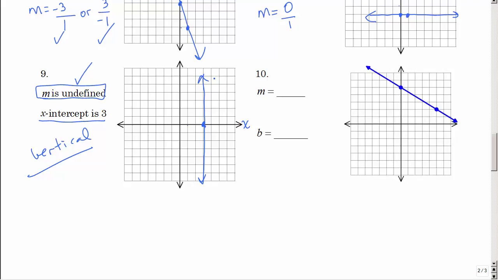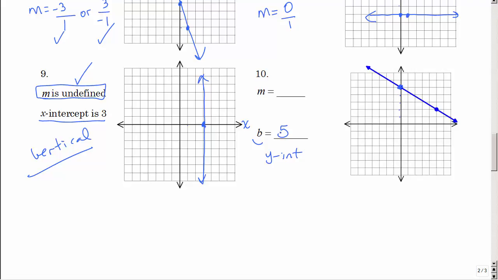You just have to know it. Now number 10. It's going to ask you not to graph the line, but what is m and b? Well, what's b? b is the y-intercept. That's right here. So 1, 2, 3, 4, 5. So you could tell me just 5. It doesn't have to be an ordered pair.